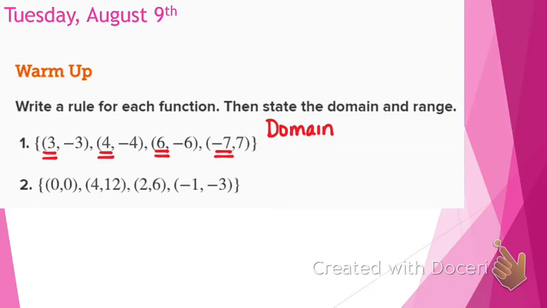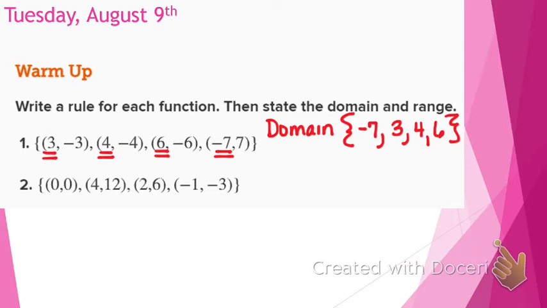Of those 4 numbers that are underlined in red, what's the smallest number? -7. After -7, what's the next number? 3. After 3? 4. And after 4? 6. Now these brackets, just try your best to make them. They're just like a squiggle. The only way I think about it is it's a parentheses with a nose.